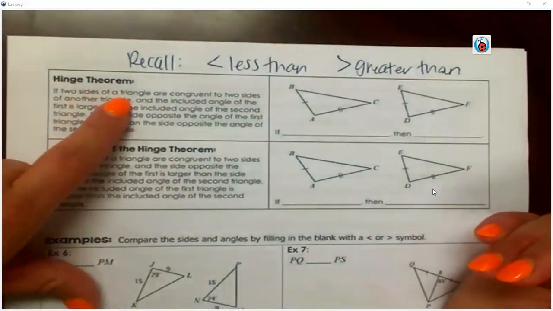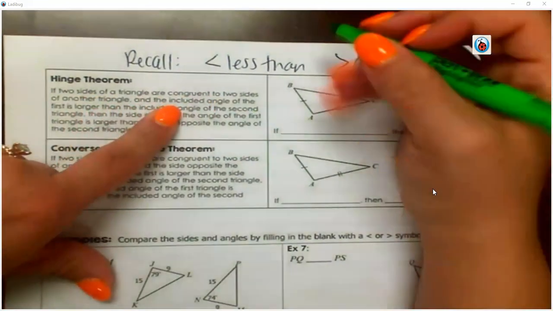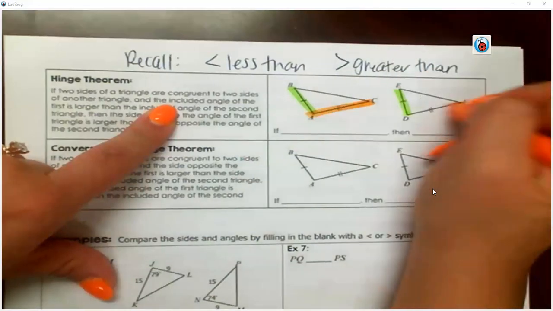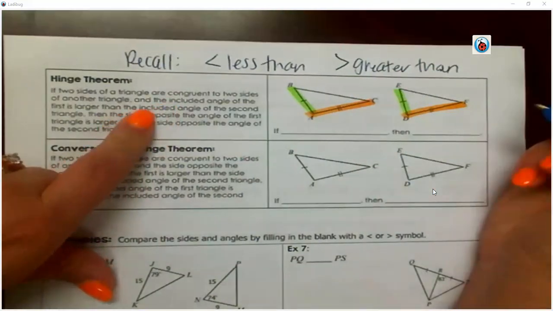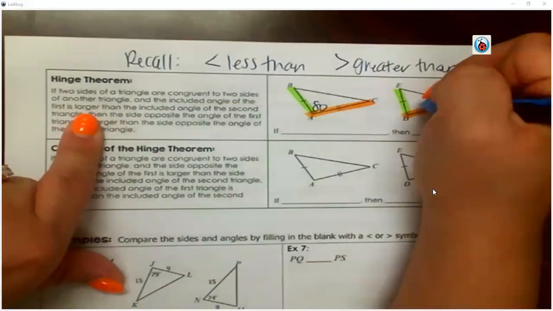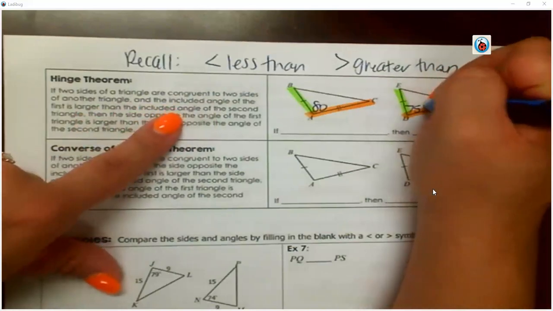So here it says if two sides of a triangle are congruent to two sides of another triangle, that's basically saying this is congruent to this, and this is congruent to this. Then it says the included angle of the first, which we're going to say is 80, is larger than the included angle of the second. We're going to say this one's 75.